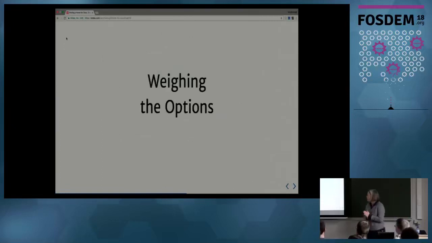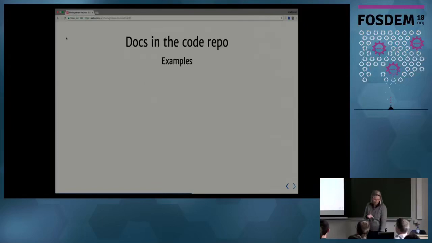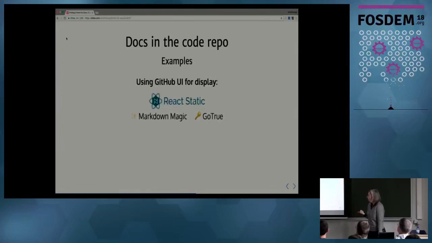So looking at those considerations and weighing them against the options that we presented at the beginning, looking first at docs in the code repo. Some examples of that. First off, a few examples that I'm showing here using GitHub UI for display. Also, tons and tons of tiny little GitHub projects, obviously. That's how they show their docs, too; they don't go and build some other thing. But here's a few examples.